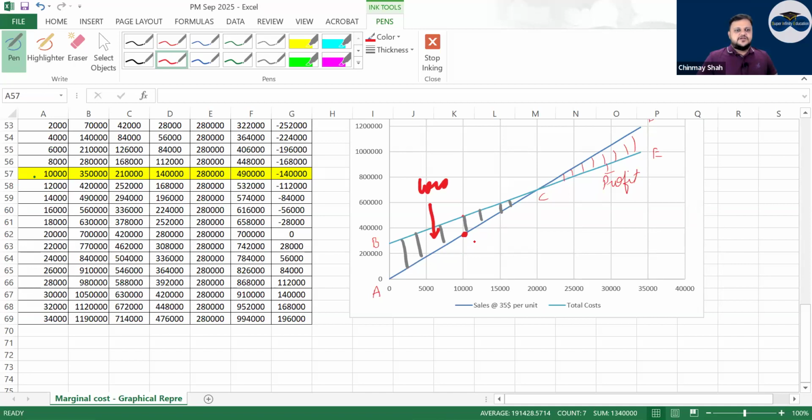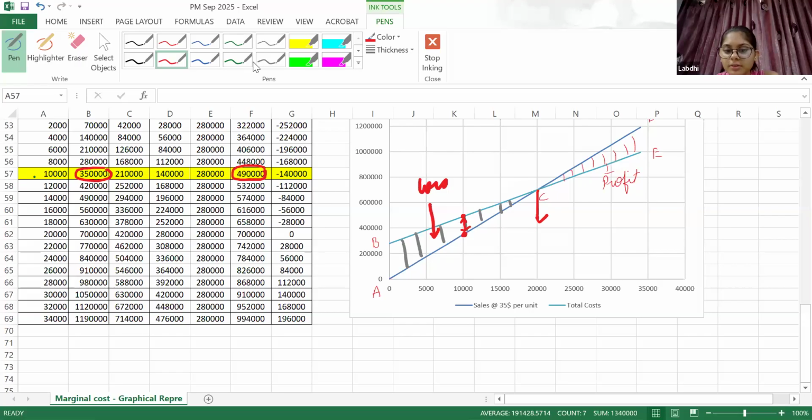And how much is the total cost? Tell me. This is total cost. What is the difference? Total cost is somewhere around 490. Correct. What is the difference? Tell me. 350, 490. This is loss only. Okay? What is this point called at 20,000? Tell me. No profit, no loss. What is it called? No profit, no loss. Correct.